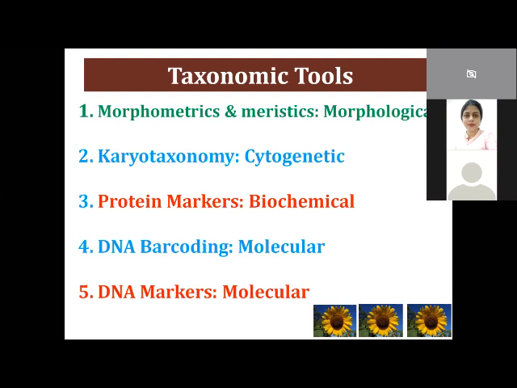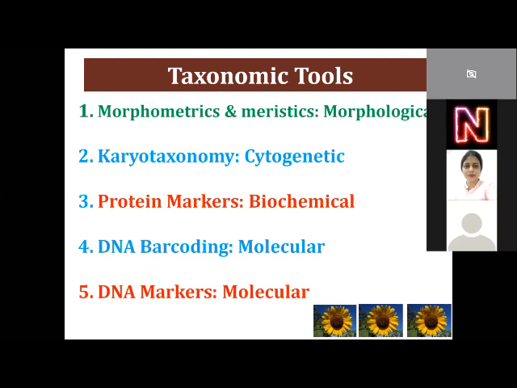In karyotaxonomy, what we have seen is that by cytogenetic characterization of the species, or by making the karyotype of a species, we can go for the species identification. In that class we took the example of the genus Channa, where three species have three different diploid chromosome numbers. So simply by making the karyotype, we can identify the species.